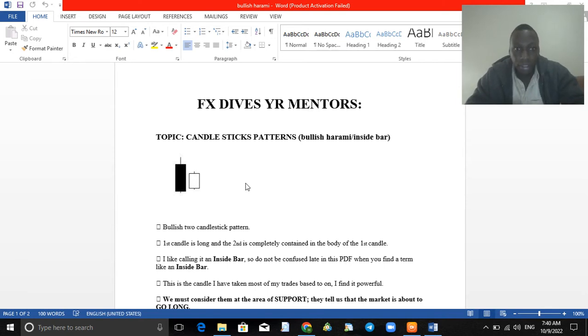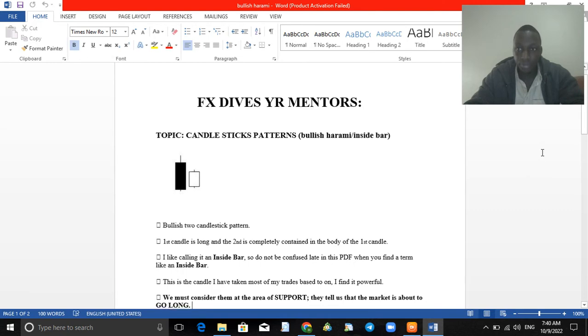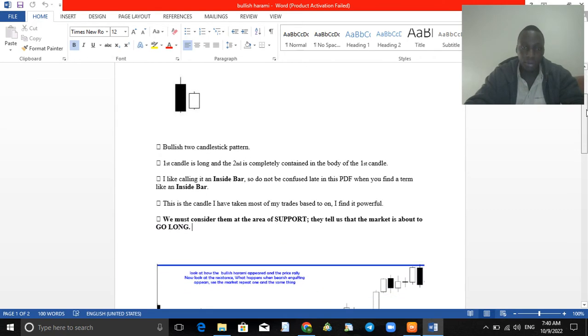Now this candlestick pattern mainly must be spotted on a support level. Stay with me to the end of this video, I think you will have learned a lot in this candlestick pattern. Now with the bullish Harami, the first candle is long and the second is completely contained in the body of the first candle. This first candle is always a bearish candle, and this second candle must be a little bit bullish, which comes and tries to fit itself in this long candle.